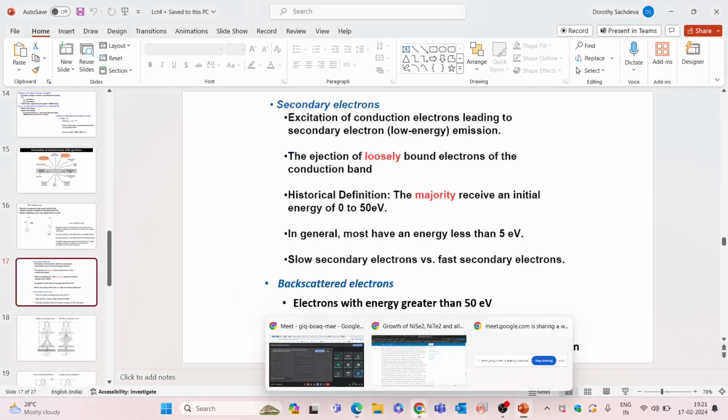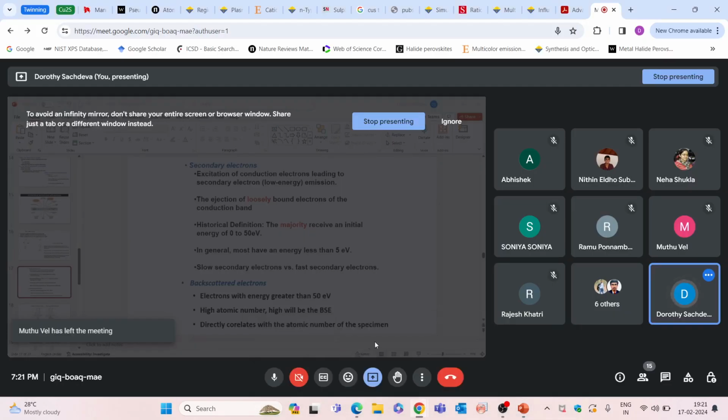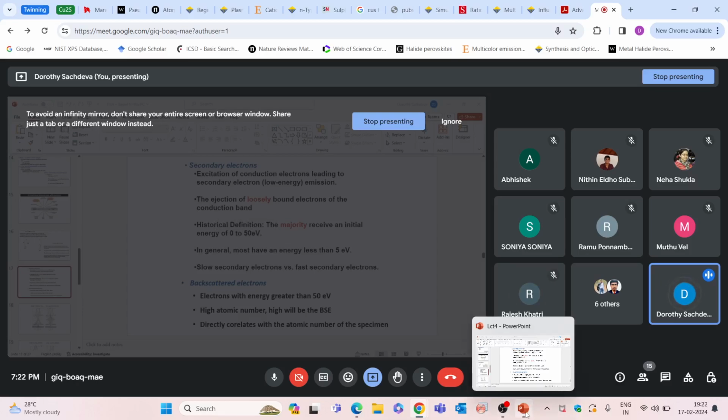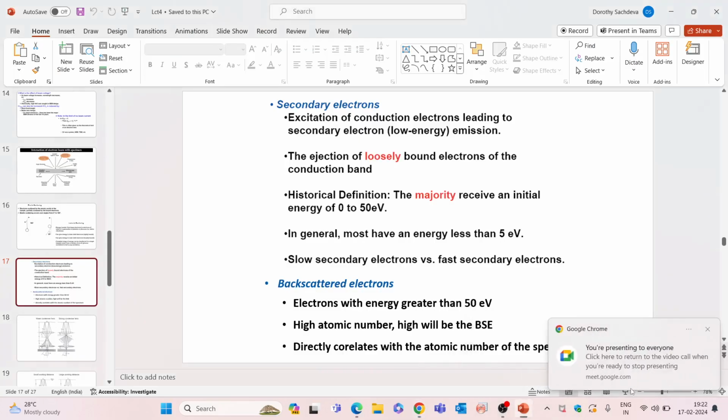Can anybody make a guess based on the things we are discussing? Should the atom with the higher atomic number be brighter or darker compared to the lower atomic number one? Yes, because more electrons are being emitted, so it will be much brighter compared to the lower atomic number one.